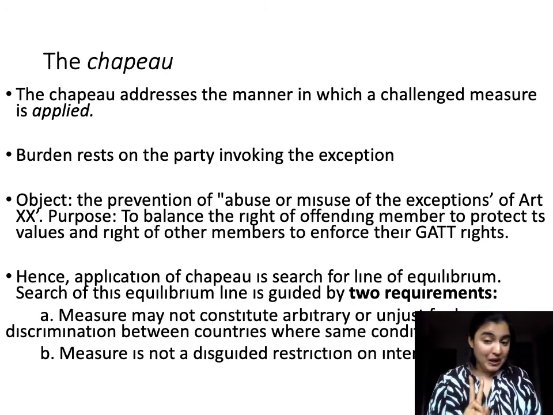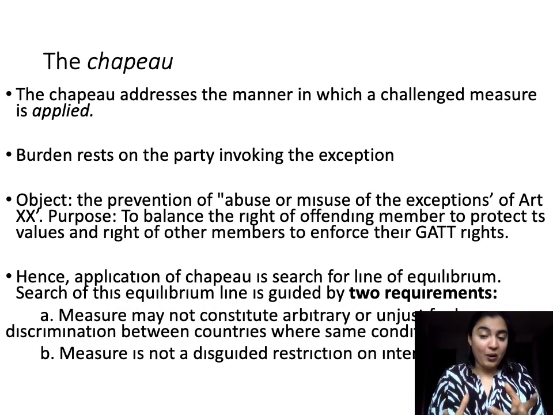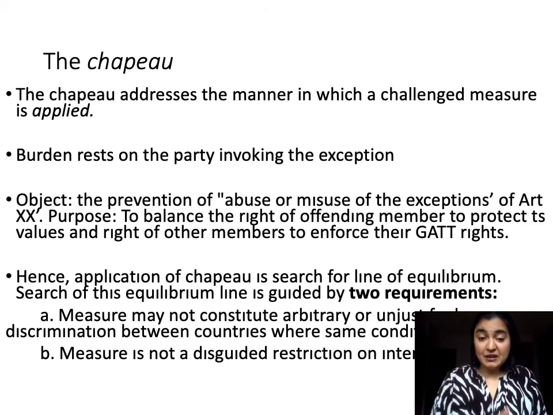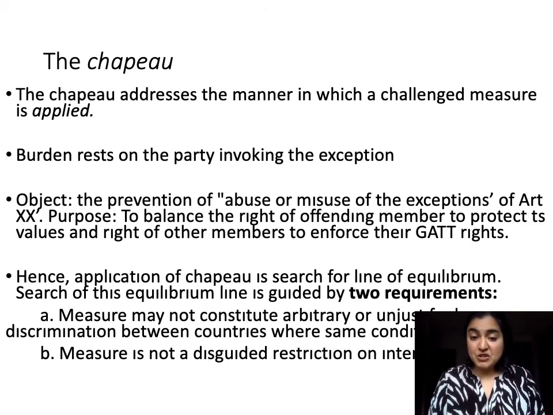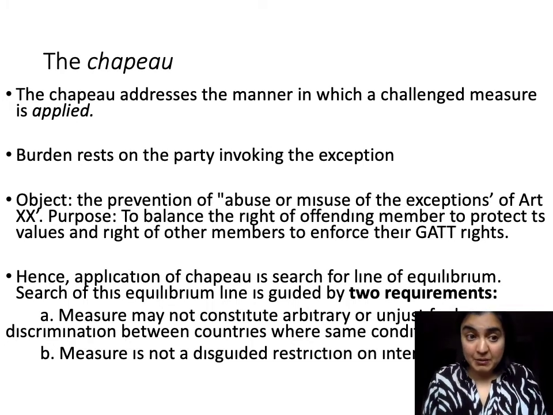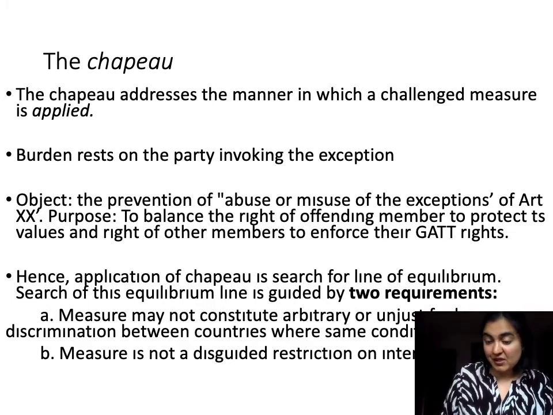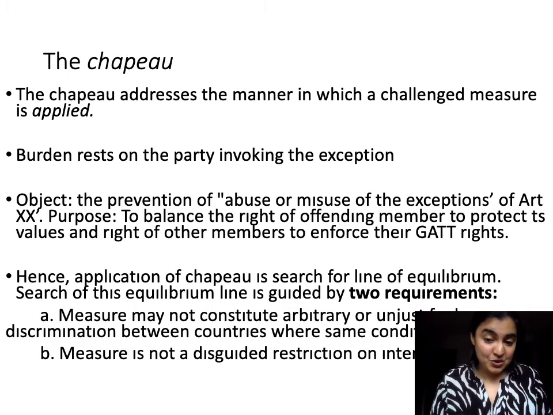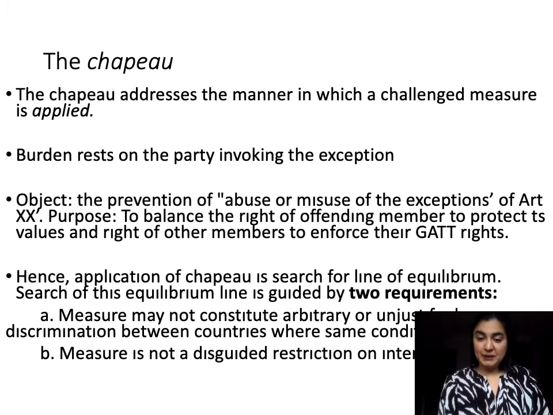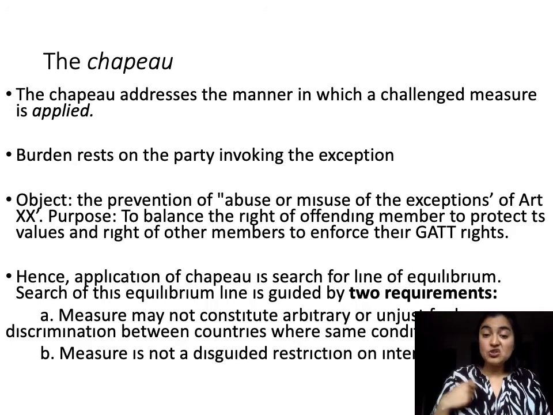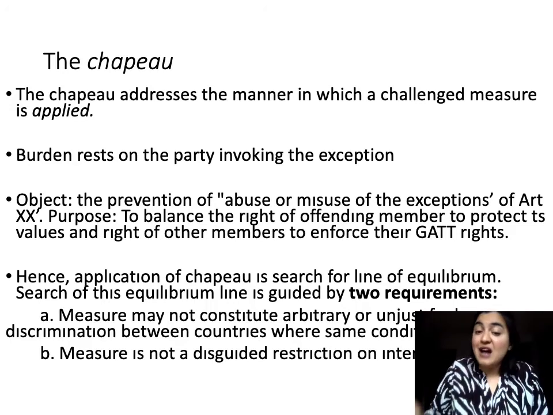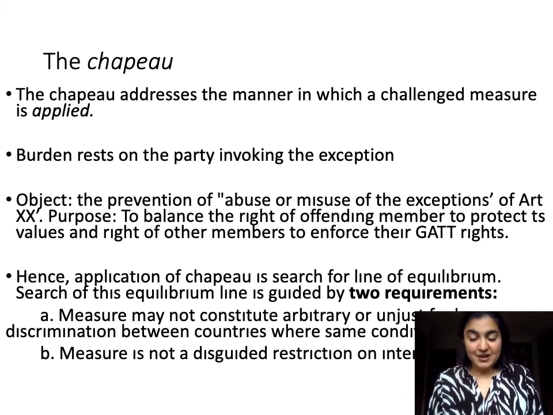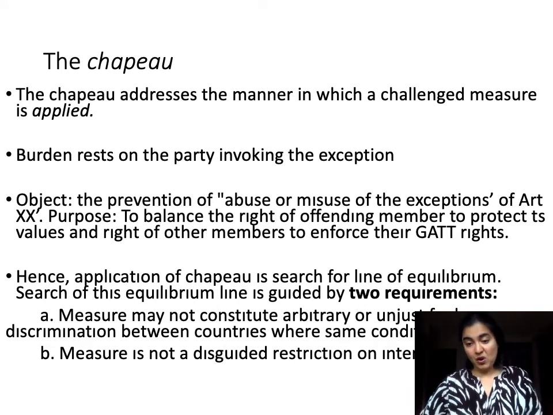So basically, the chapeau aims to find the line of equilibrium between invoking the exception and protecting the non-discrimination principles, right? And it has two elements, but they have an or between them. So if the complainants can prove that this measure is applied in an arbitrary or unjustifiable manner between countries where the same conditions prevail, then the chapeau would not allow the respondents to invoke the exception of Article 20. Or if the complainants can prove that the measure is a disguised restriction on international trade, then the respondent will not be allowed to invoke Article 20.